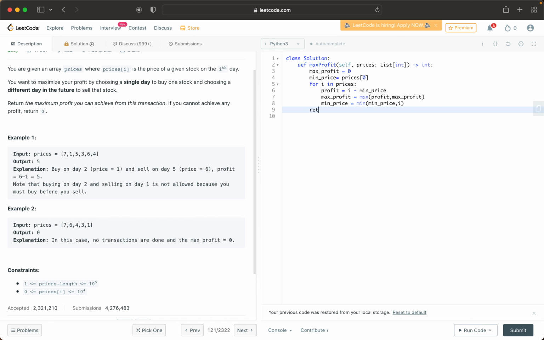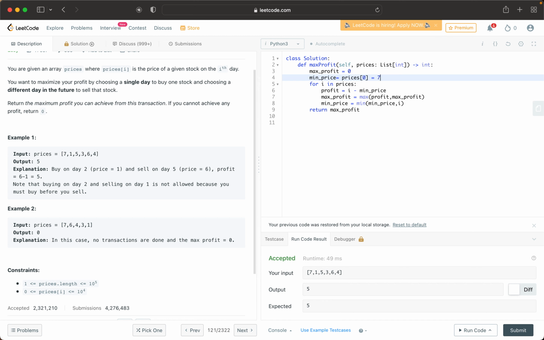So let's test the code quickly and see whether that works. Okay, perfect. So now I'll give you an explanation of what really happens in this code with our first example, which is 7, 1, 5, 3, 6, 4, right? Initially our max profit is 0, because we haven't made any profit, and our minimum price becomes 7 in this case. It's the first value, so it is 7.